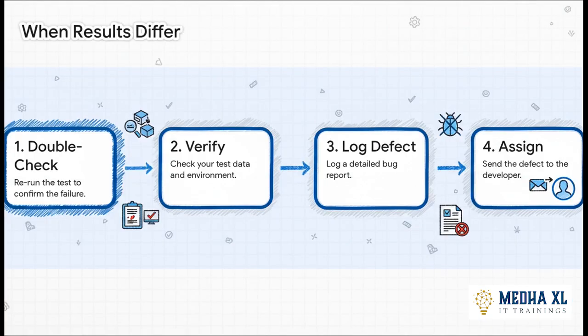First, you confirm it. You run the test again, maybe even twice, to make sure it wasn't a fluke. You check your data. Only when you're absolutely certain the issue is real do you log a detailed defect report and assign it over to a developer.